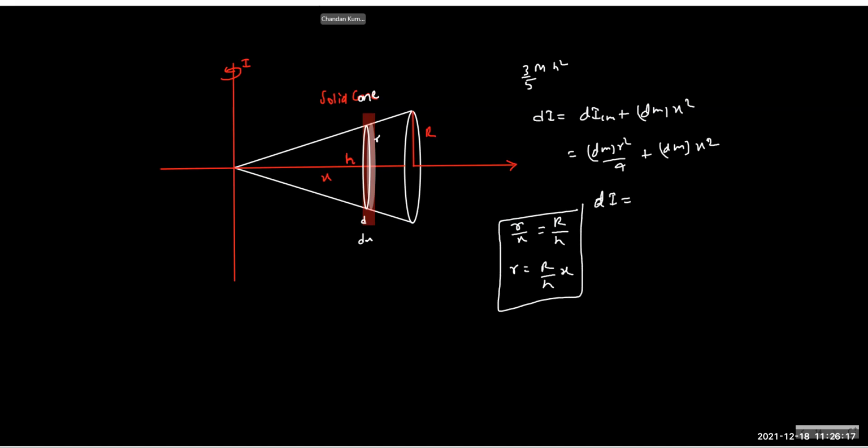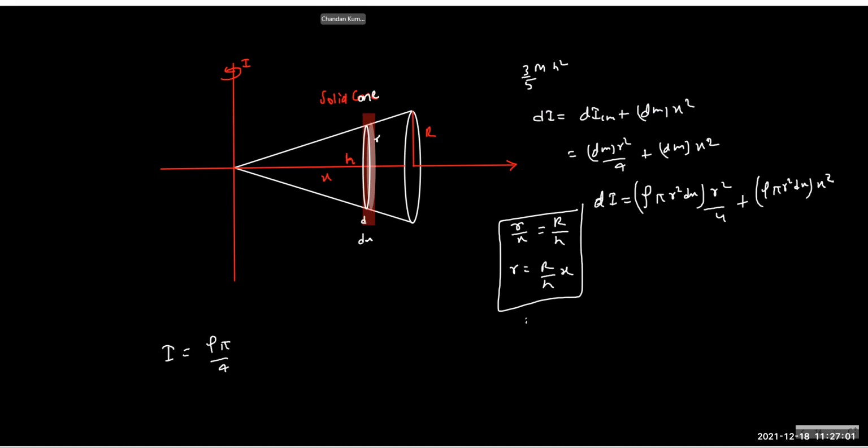So dI equals to dm, and dm will be rho into volume. So density into volume, which is pi r square dx. dm into r square by 4 plus dm into x square. Now you have to substitute everything and then do the integration, which is indeed a tedious task. r power 4.